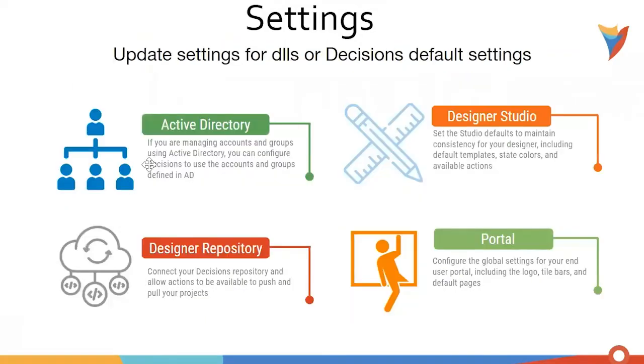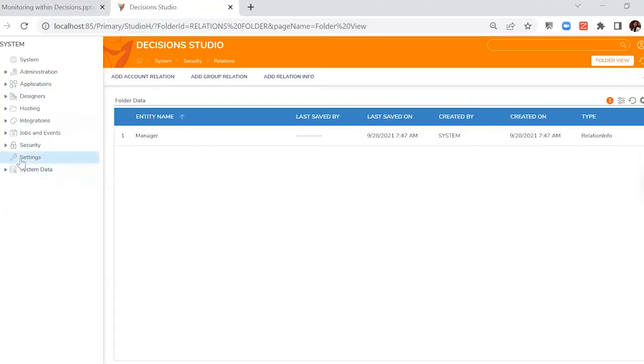Now we have settings. Updating settings for DLLs or decision default settings is possible under this settings tab. We have active directories, designer repository, designer studio, as well as portal settings under this particular category. If we go under system, we have settings.